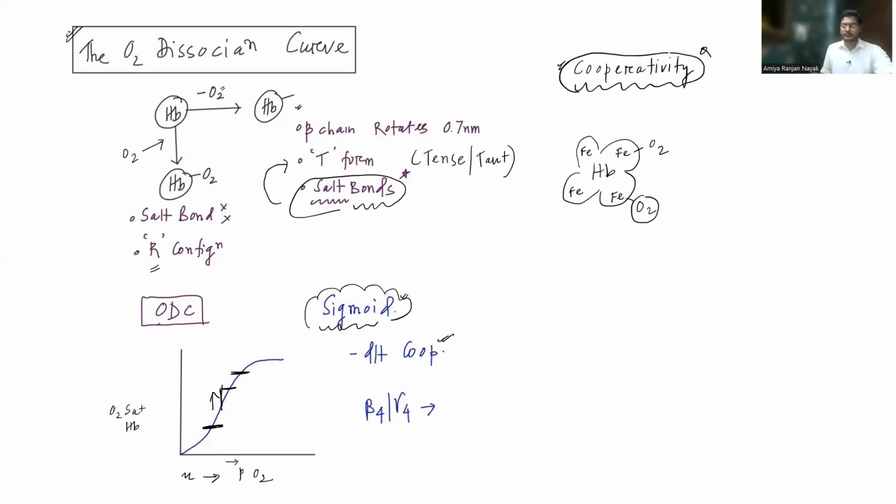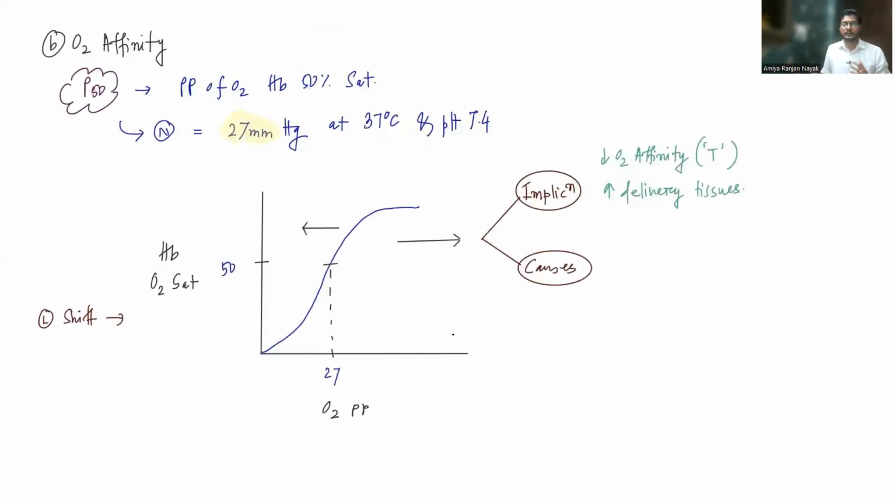Now there are some factors which will shift the curve towards the right, and there are some factors which will shift the curve towards the left. Okay, so this also we have discussed previously. Before going into the causes, what is P50? P50 is the partial pressure of oxygen at which hemoglobin is 50% saturated, and normally the P50 is 27 millimeters of mercury. So at 27 millimeters of mercury, the hemoglobin is 50% saturated. So that is the P50.